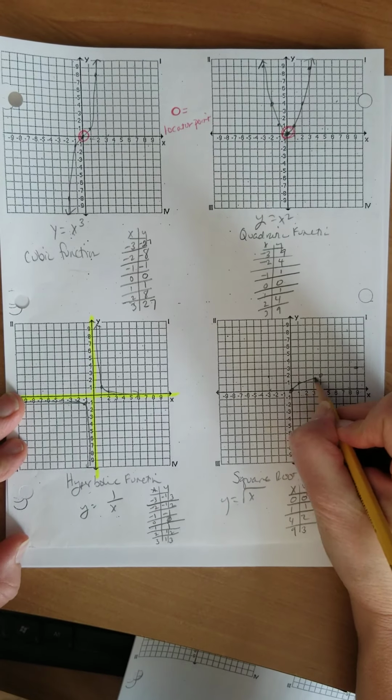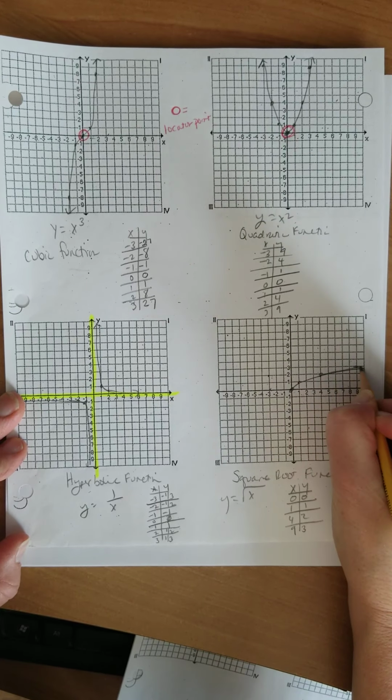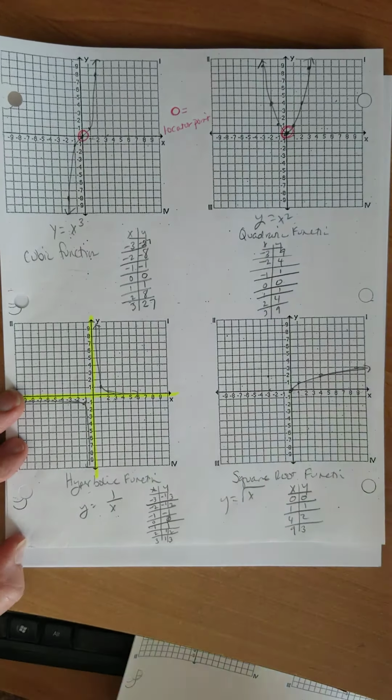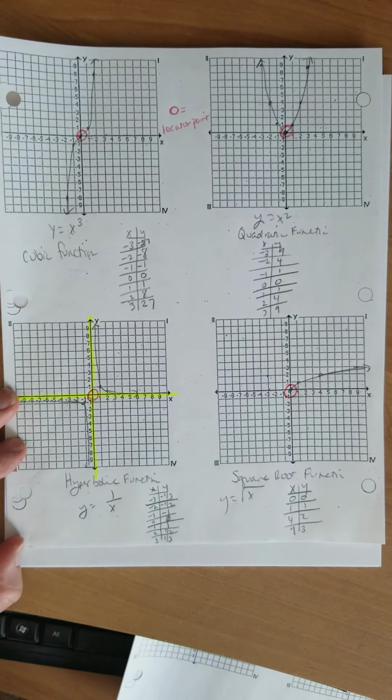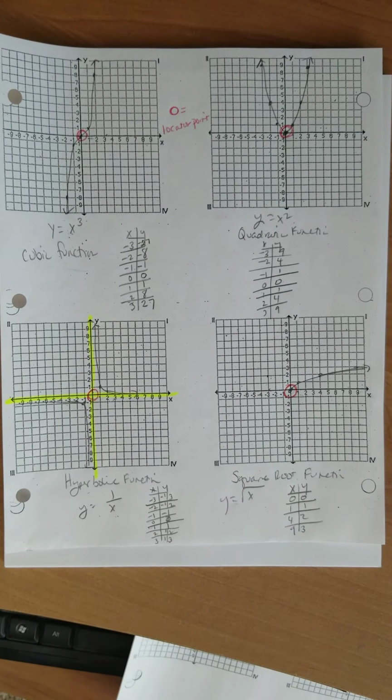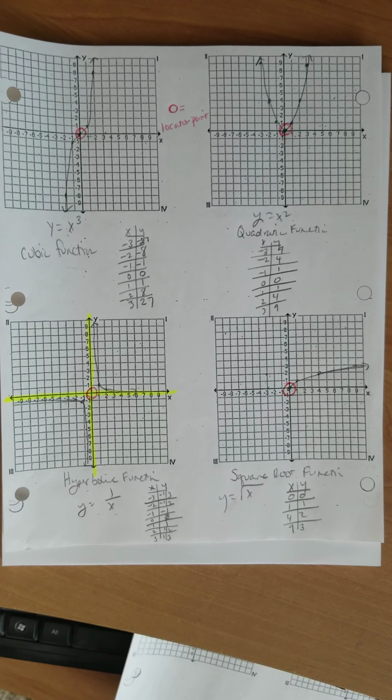There it is, you guys. That is my square root function. Ooh, and I forgot to circle my locator. The locator here is at the origin. This one's weird because the locator is actually the intersection of your asymptotes. That's kind of interesting right there.